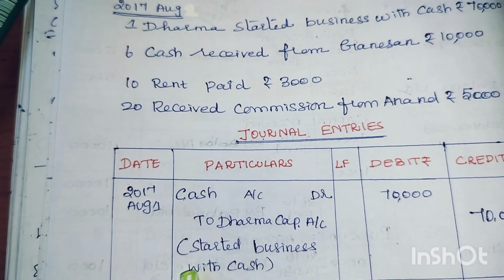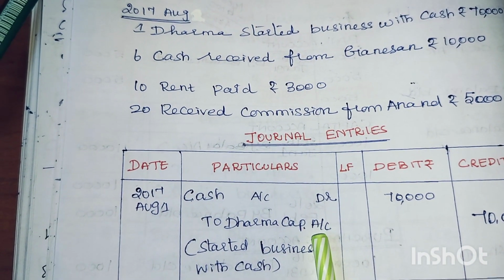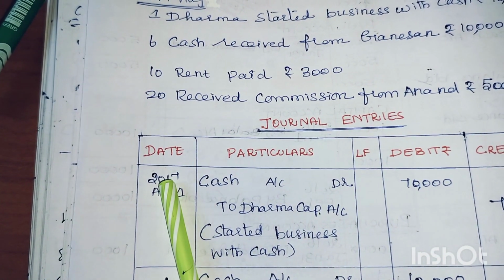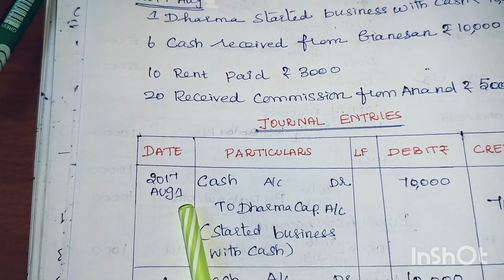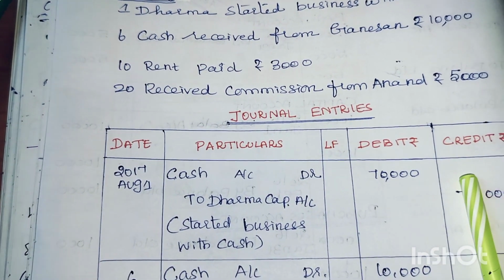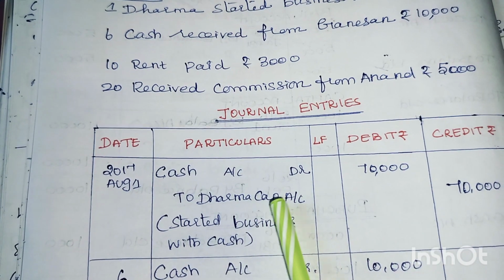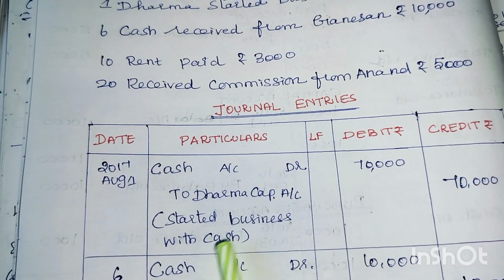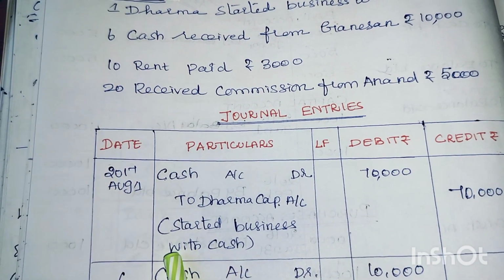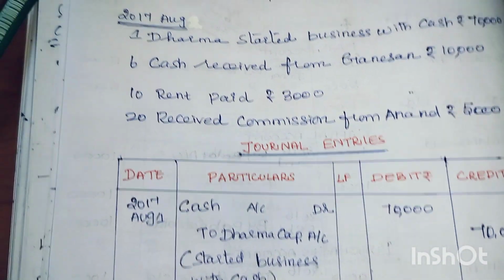So to Dharma's capital account. What is the journal entry? 2017 August 1, cash account debtor 70,000 rupees to Dharma's capital account 70,000 rupees. The narration is started business with cash.